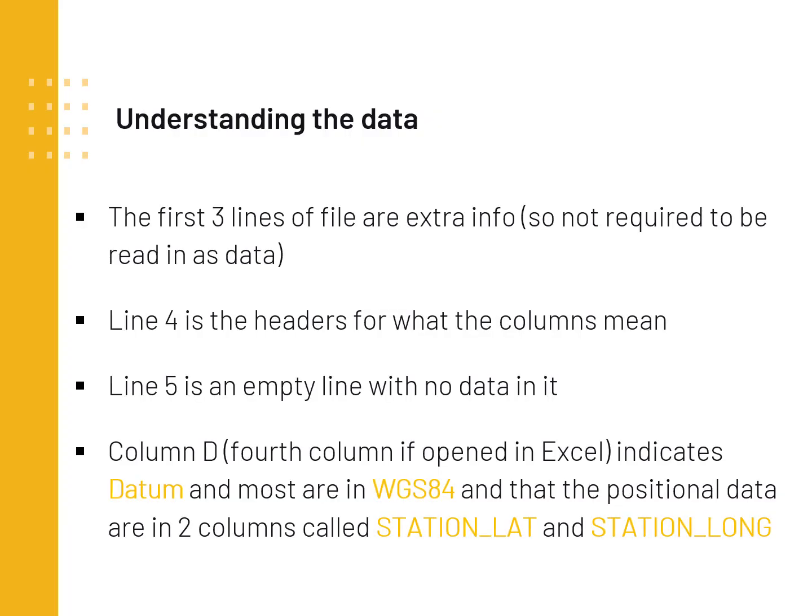So by looking at the data, what did we learn? We learned that the first 3 lines are extra information. We basically don't require it to be read in. Line 4 is where the headers are for the column names. Okay. Line 5 was an empty line. It contained no data in it, so we might have to be aware of that. And if we looked at our data, we noticed that column D, the 4th column that was opened in Excel, contains the datum, and most of those are WGS 1984. And that the positional data are in 2 columns called station lat and station long.